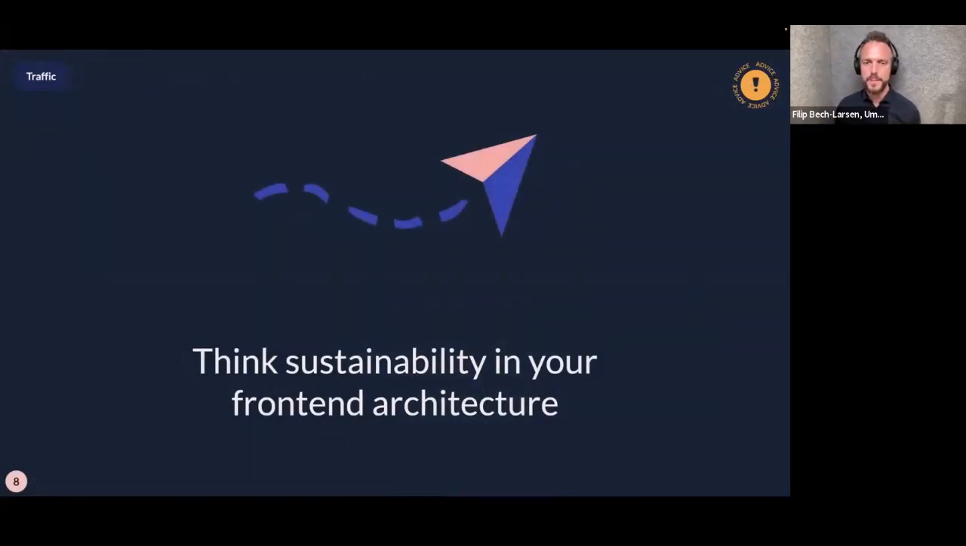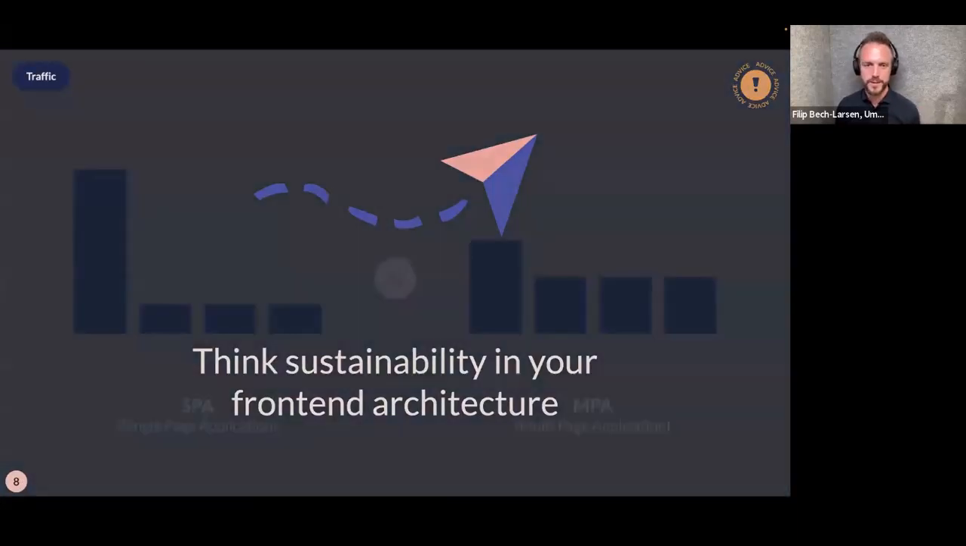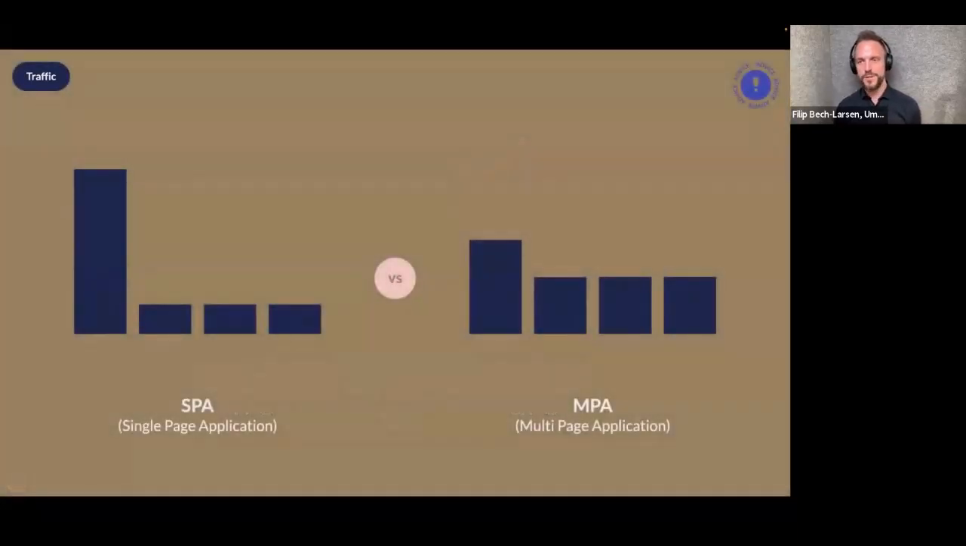So you should also really think about sustainability in the front-end architecture and the architecture of your client-side application. There was a lot of talk 5 or 10 years ago about single-page apps or multi-page apps, and I think that's actually still a thing. Browsers are making it easier to do better multi-page app experiences, but there's still a tendency to do a lot of single-page applications, and that might be great.